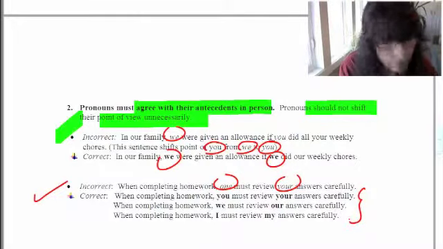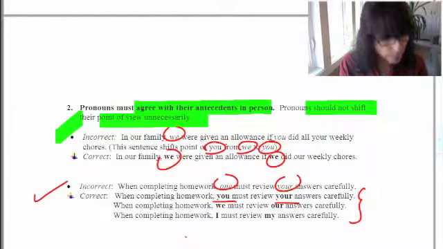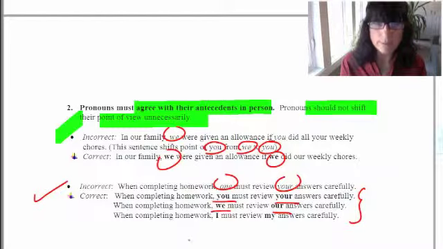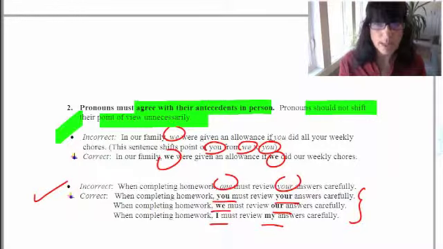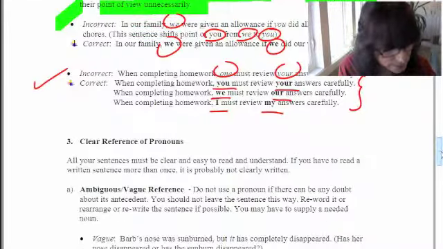So I've corrected it in three ways for you, and all are fine. When completing homework, you must review your answers. You keep them both with you and your. When completing homework, we must review our answers, meaning belonging to us. Or the third way is, when completing homework, I must review my answers, the possessive my. So any of these would be fine, but do not shift your point of view in a sentence.